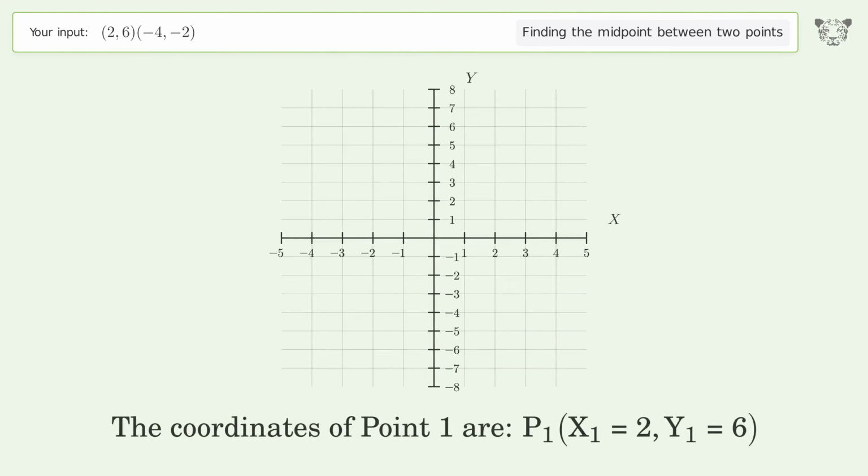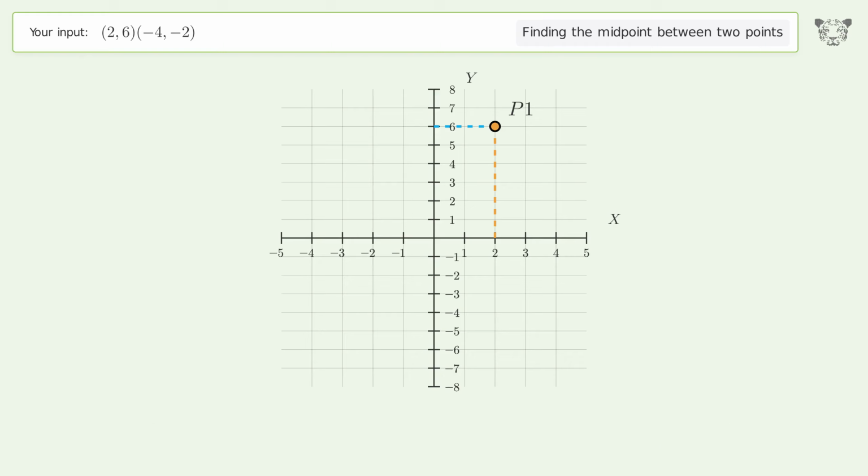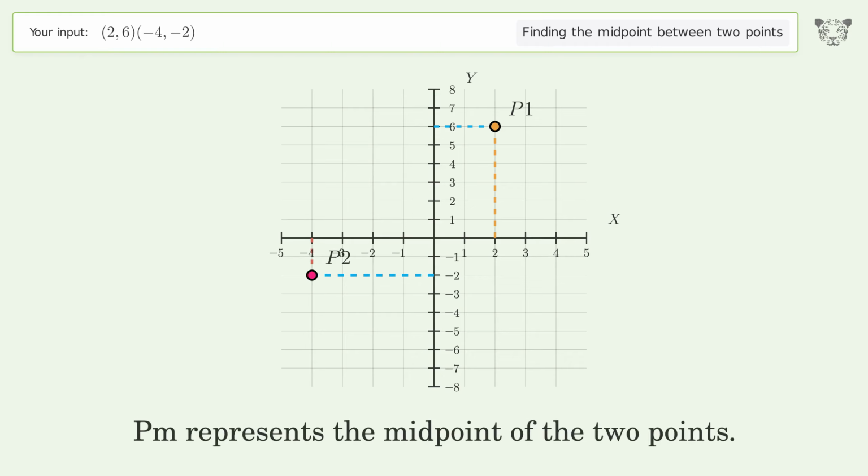The coordinates of point 1 are x1 equals 2, y1 equals 6. The coordinates of point 2 are x2 equals -4, y2 equals -2. PM represents the midpoint of the 2 points.